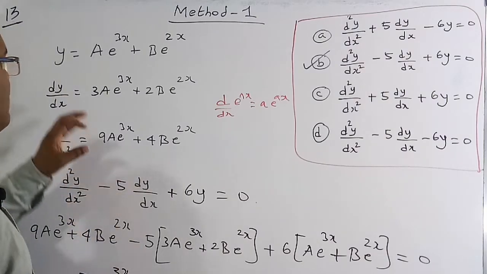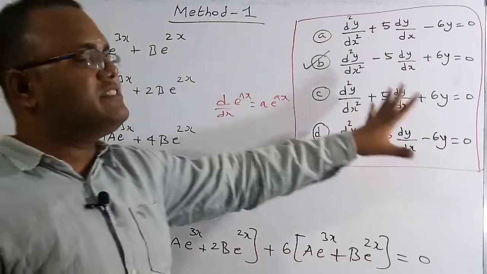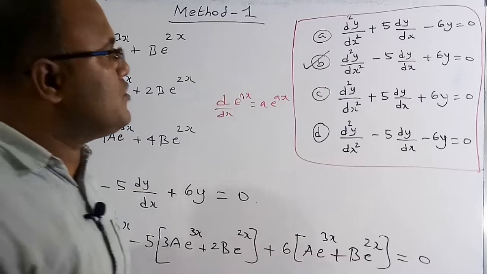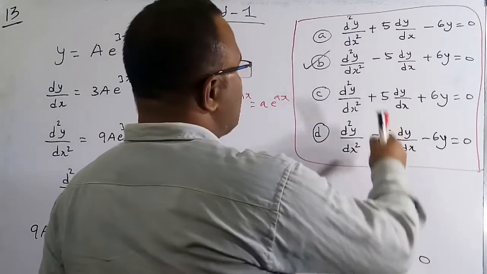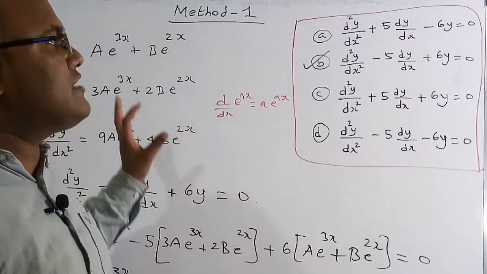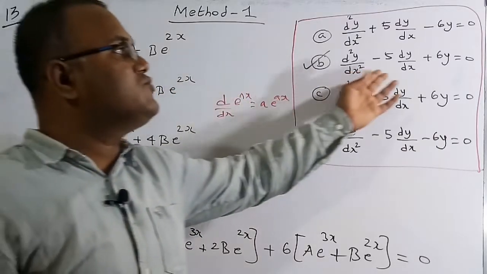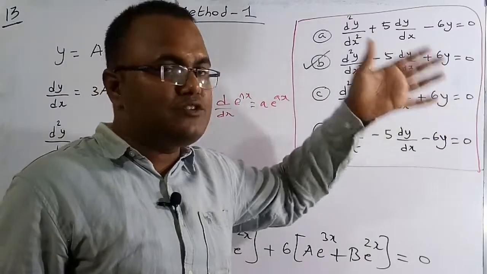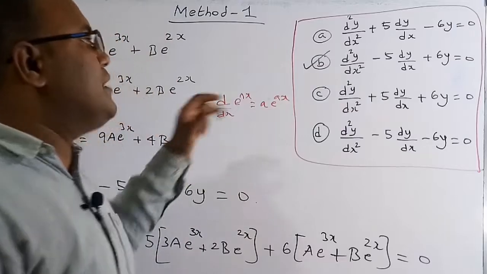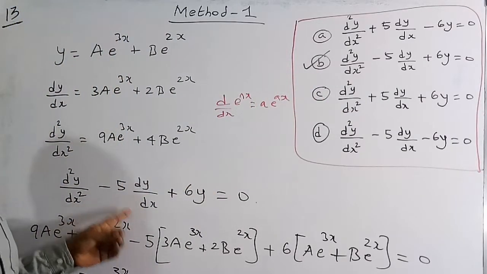Now we have to substitute dy by dx and d square y by dx square in these equations, and we have to see which is going to satisfy this property. Out of these four options I am going to take option B and substitute d square y by dx square, dy by dx and y, and check whether this gives answer 0 or not. If it gives 0, then it is the correct solution, otherwise it is incorrect. So I am going to take option B and cross check whether this is the exact equation or not.